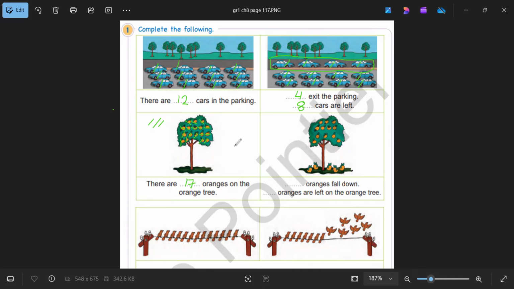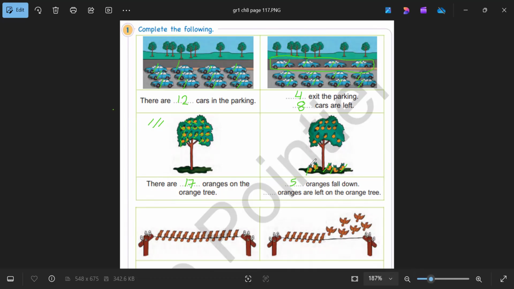Now, what happened with this tree? Oranges fall down. How many oranges fall down? Look at the ground. Let's count the oranges. I will give you time. You have to count. Excellent. 1, 2, 3, 4, 5. 5 oranges fall down.